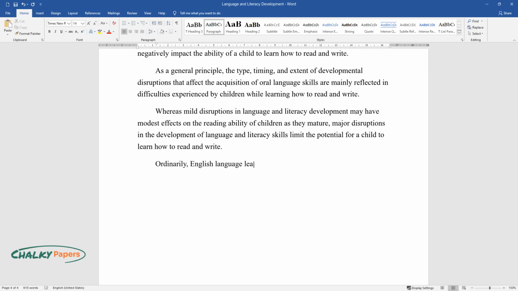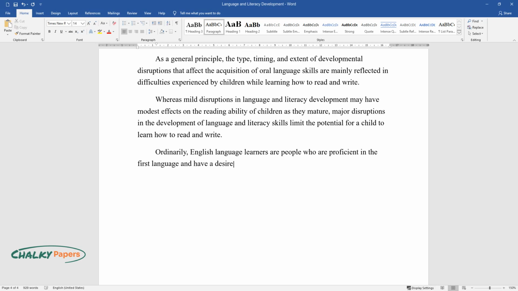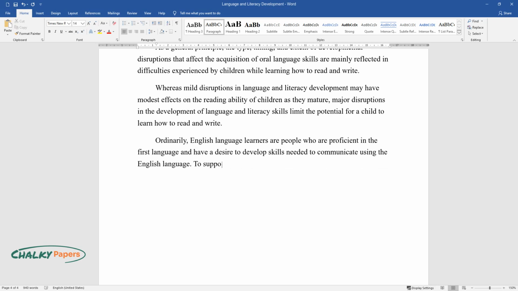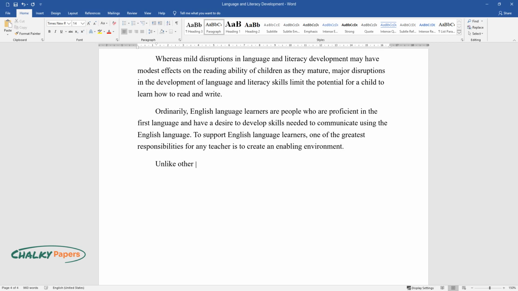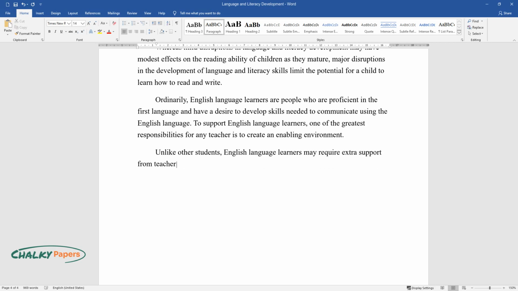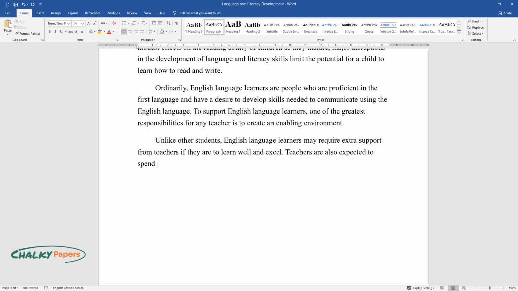Ordinarily, English language learners are people who are proficient in the first language and have a desire to develop skills needed to communicate using the English language. To support English language learners, one of the greatest responsibilities for any teacher is to create an enabling environment. Unlike other students, English language learners may require extra support from teachers if they are to learn well and excel. Teachers are also expected to spend plenty of time planning to ensure that lesson delivery for English language learners succeeds.